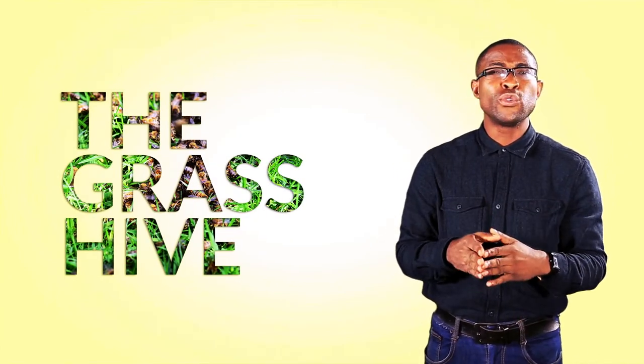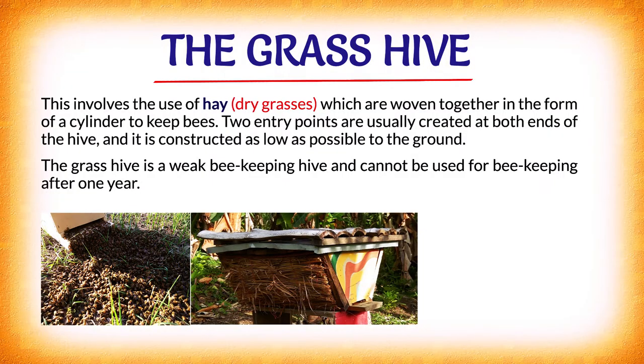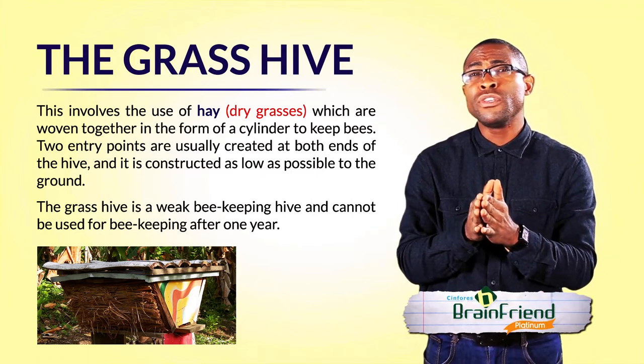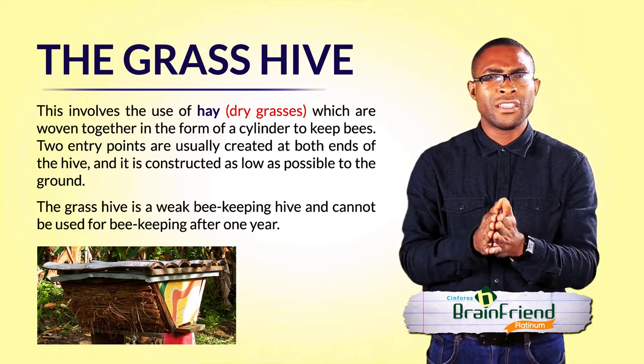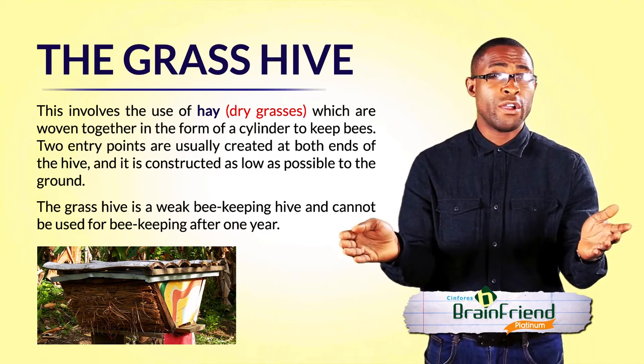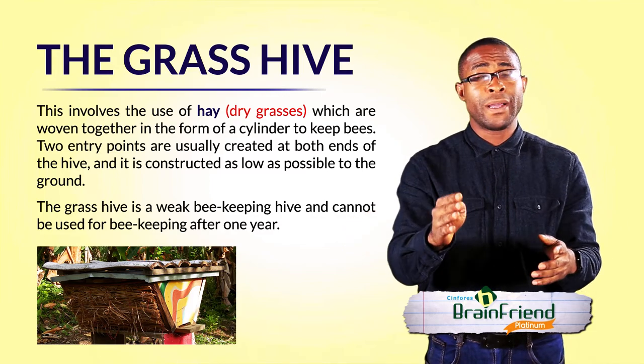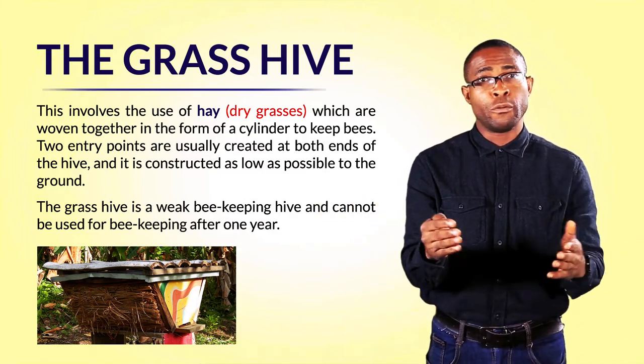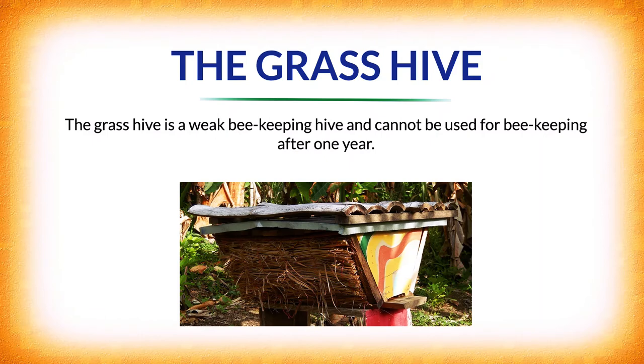This involves the use of hay, dry grasses, to make a cylindrical shaped house, just like the thatch houses you find in the villages, for the keeping of bees. Now, the hay hive or the grass hive can only be used for a year. This is because the grasses will wither away. And when they do, the beekeeper needs to look for fresh hay to make another hive for beekeeping. So you see why traditional beehives are not so durable for beekeeping.